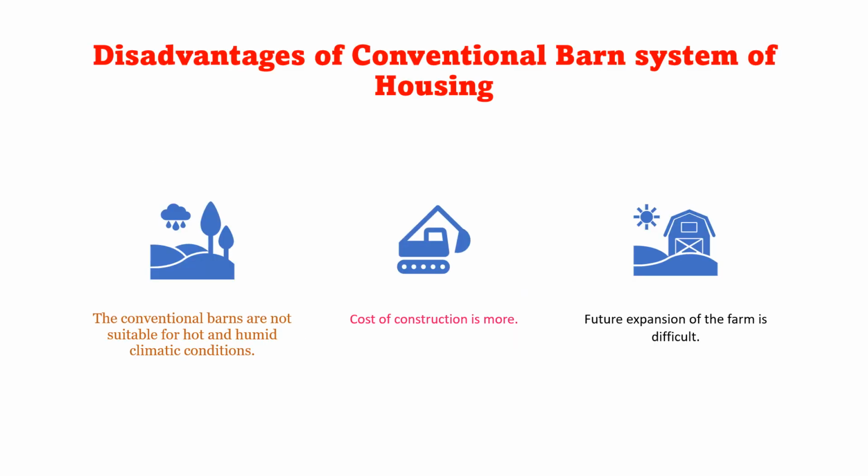What are the disadvantages of conventional barn system? They are not suitable for hot and humid climatic conditions. Cost of construction is more. Future expansion of the farm is also very difficult in case of conventional barn systems.